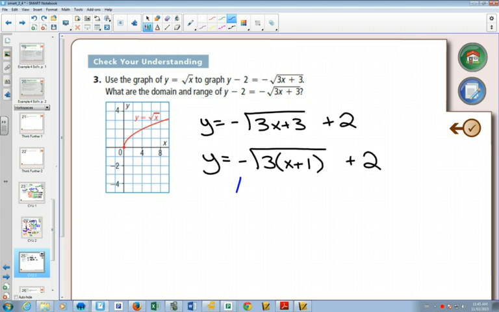When we go through this, here we have a vertical reflection. Here we're going to have a horizontal compression. This is going to be a horizontal translation. And this is going to be a vertical translation.